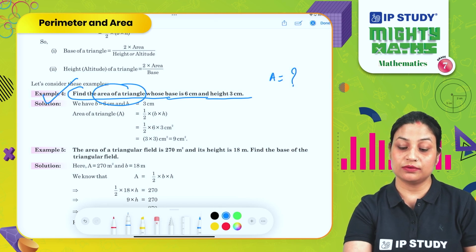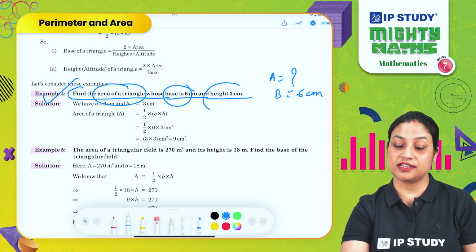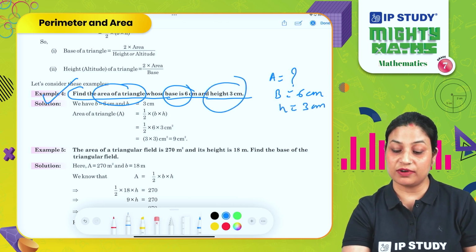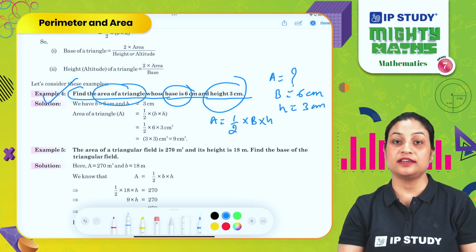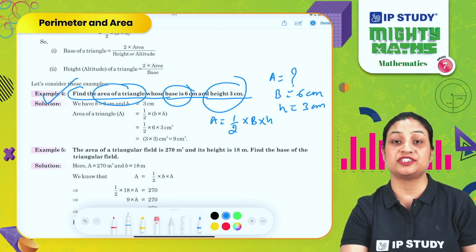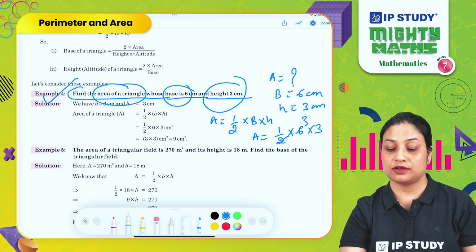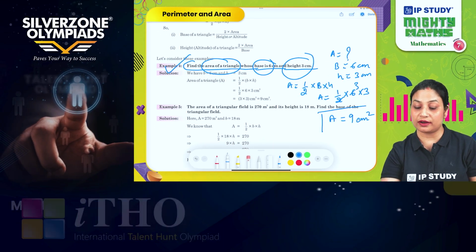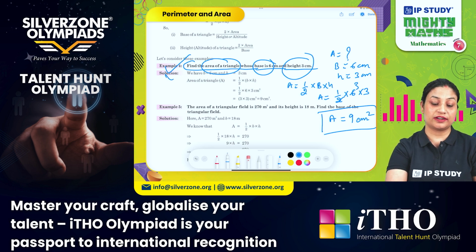What is given to you? Base is given, that is 6 centimeter, and another thing is height. Height is 3 centimeter. What is my formula? Formula is half into base into height, right? So let me put the values over here and check what is the area of this triangle. So half into 6 into 3. So the area comes out to be 9 centimeter square. I hope this example is clear to you. Now this is one type of question.